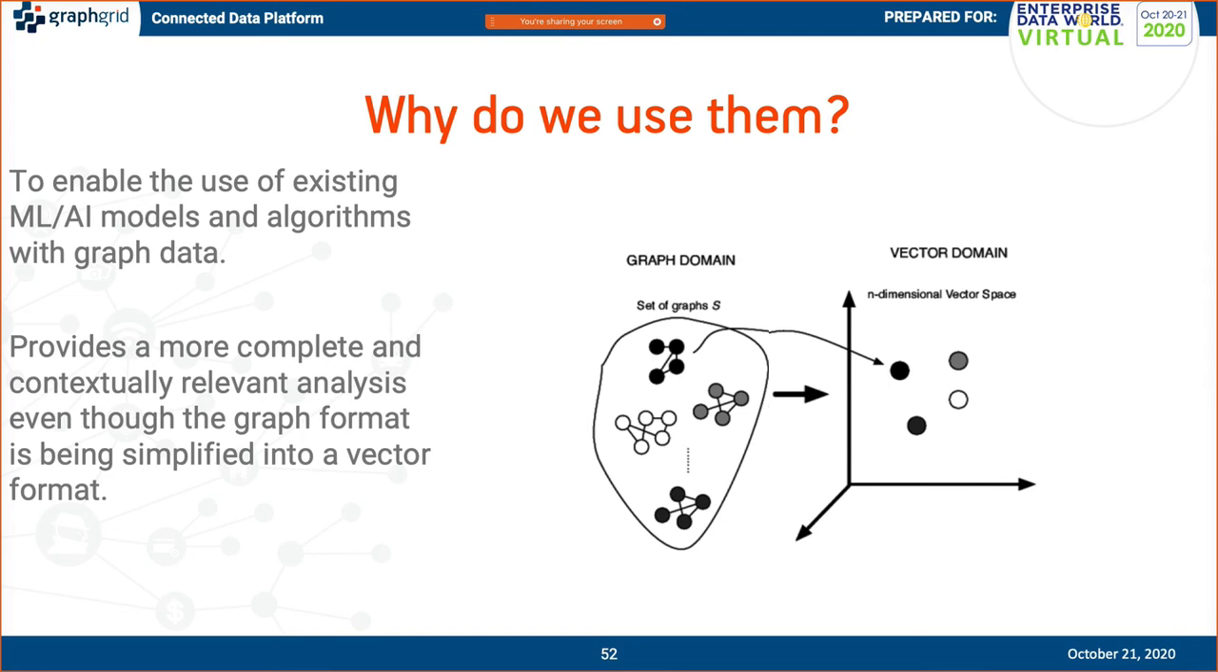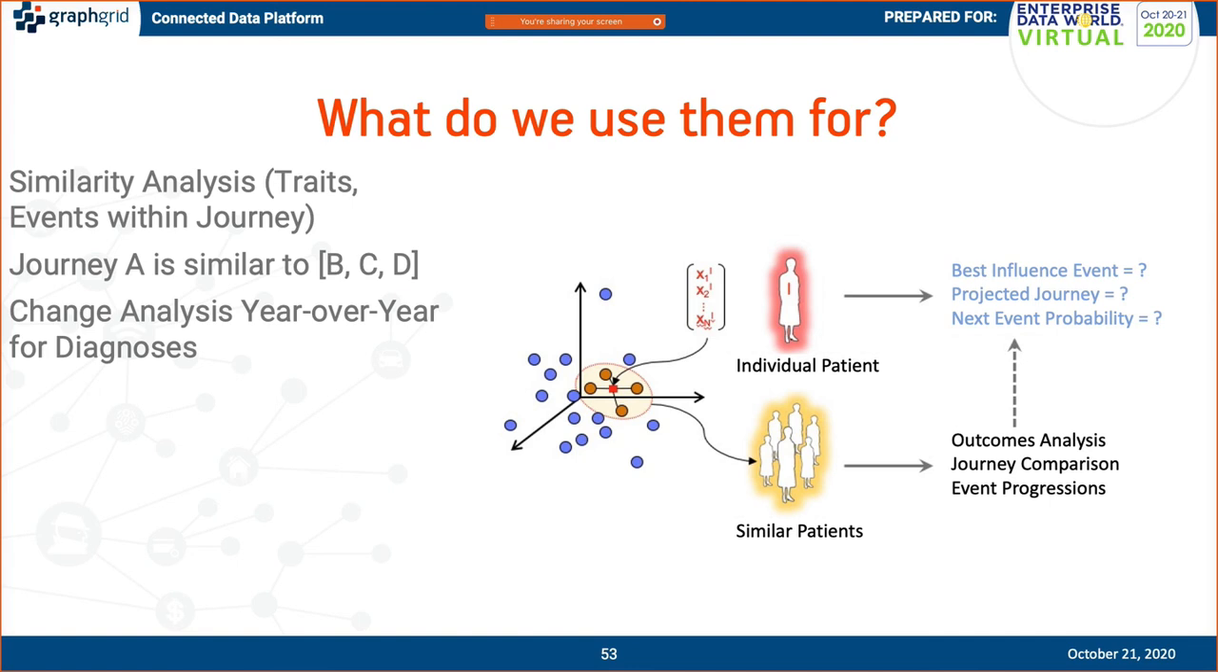It's maybe not so intuitive, but by translating your data into a graph and doing that enrichment, you get better performance from your AI and ML models by thinking about your data as a graph and taking the time to model and represent it. One of the things it can be used for is similarity analysis and journey mapping. If a new individual patient comes in and you do the similarity analysis across similar patients, you can look at their outcomes, journey comparison, and event progressions, and then identify the projected journey, the most probable event for this patient, and what's the best next step to lead them on as they go through that.